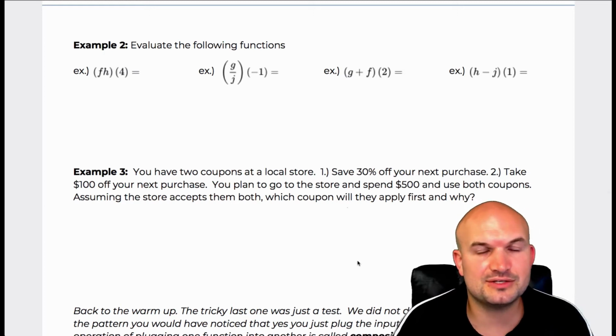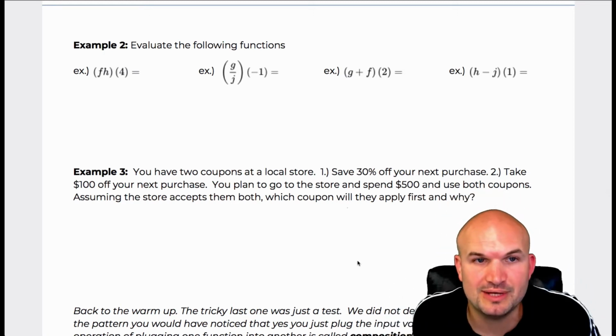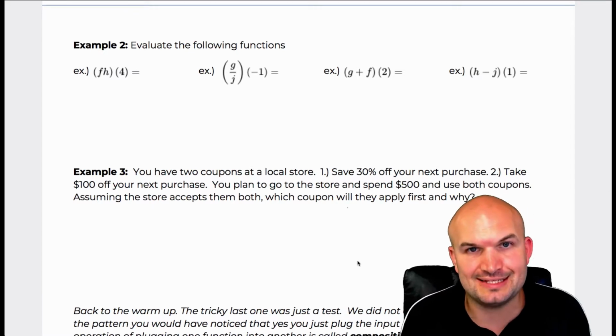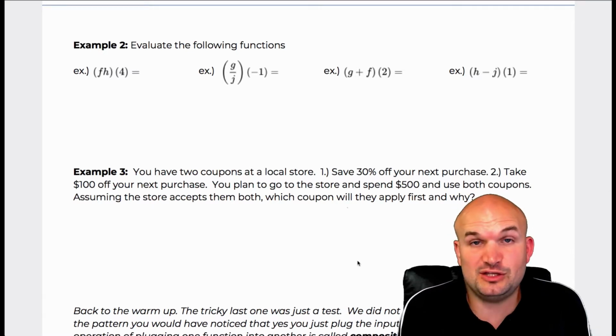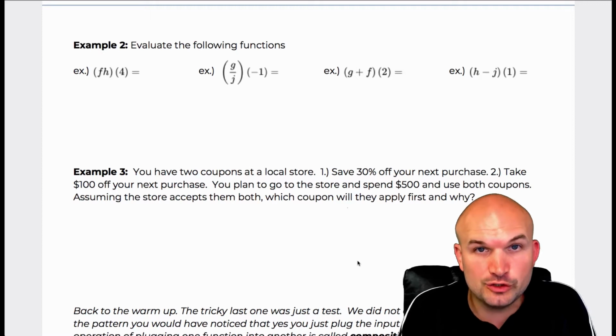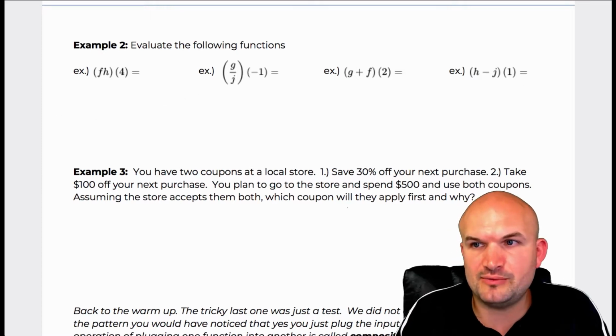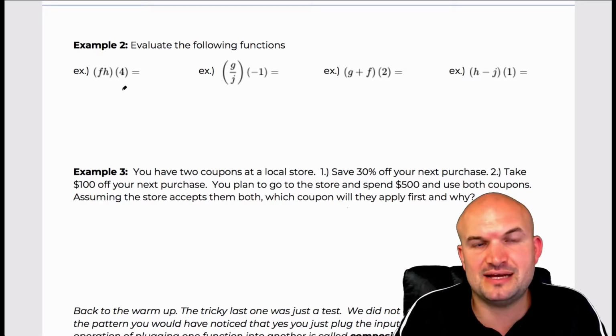Okay, so now let's get on to example number 2. In example number 2, we're just looking into actually evaluating the operations. So we're not going to be worried about the domain. We're just going to look at what is the value of our new function for a given value. In this first example, we are just looking at the product of f times h of 4.